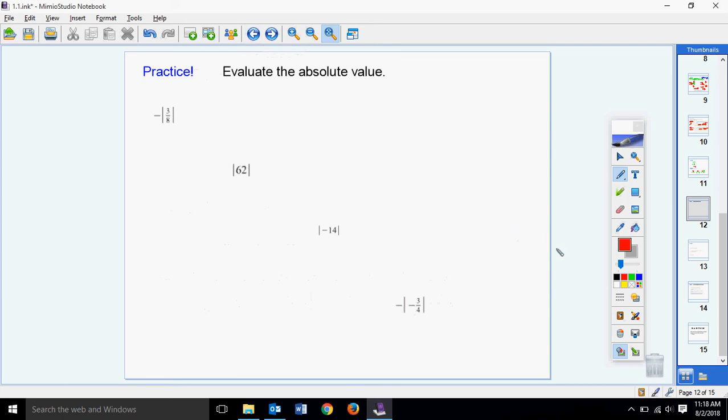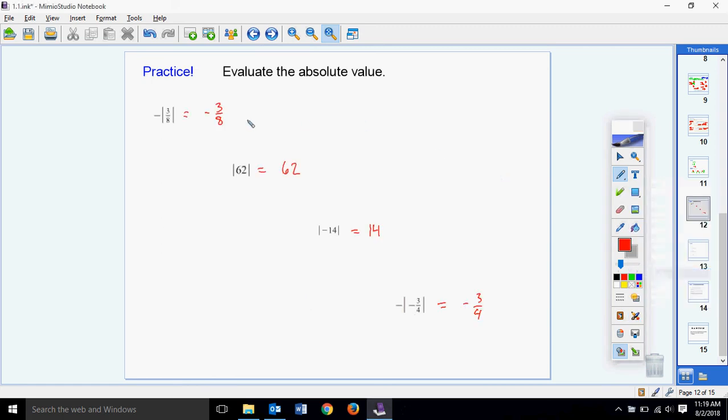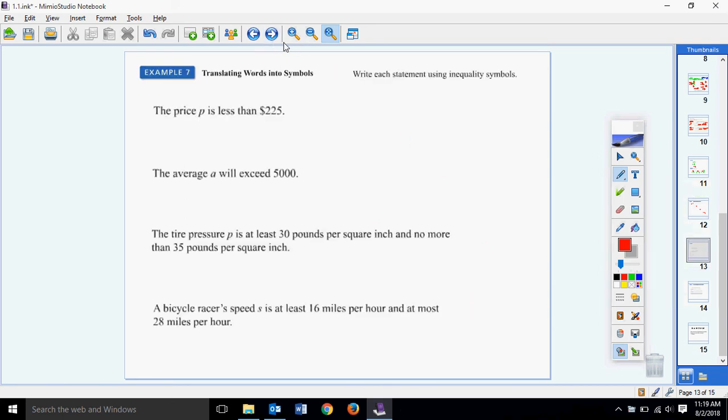I want you to pause the video and go ahead and practice these 4 problems. Evaluate the absolute value. All right, go ahead and compare your answers with my 4 answers. And let's talk about translating words into symbols. Remember, we're going to write each statement using inequality symbols. So we have less than, greater than, less than or equal to, or greater than or equal to.